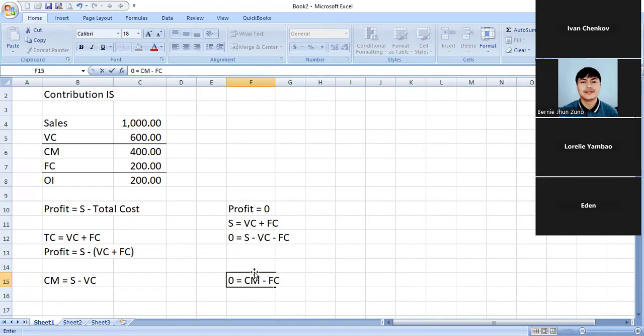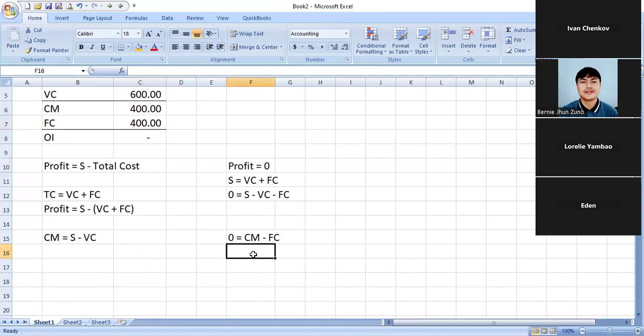Is that true? So let's play with the numbers here. We want this one to be 0. So if my fixed costs are $400, my operating income will be 0, correct? Yes, Prof. What does that mean? That means that my contribution margin is equal to the fixed cost. But contribution margin comes from sales minus the variable cost. Correct? That's right, Prof.